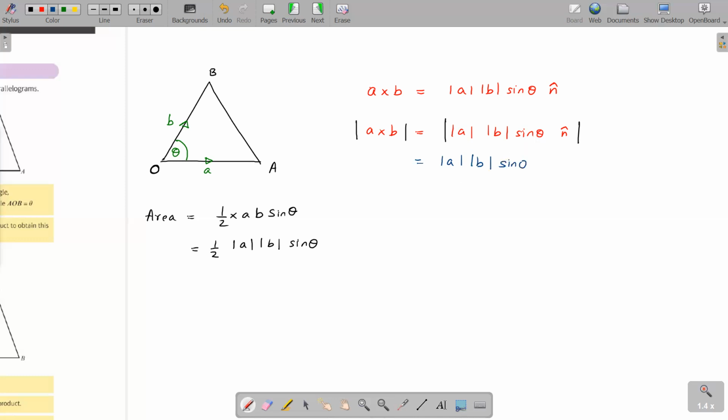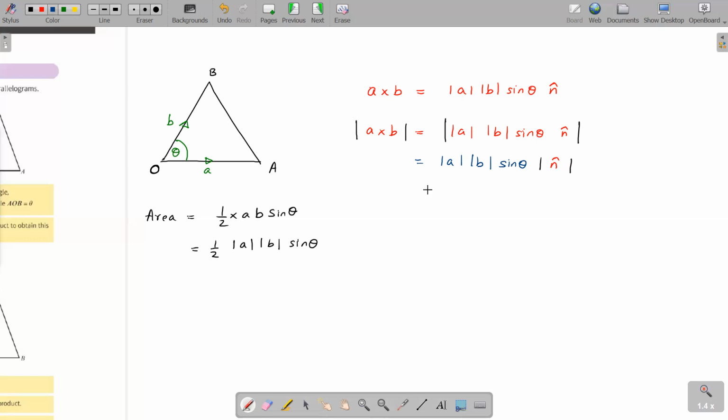Shall I take it outside the modulus sign? So this modulus sign will only then apply to whom? It will only apply to the n hat. So what happens? Who is the modulus of n hat? The modulus of n hat is 1, because n hat is a unit vector. And when you take the modulus, it simply gives the length.